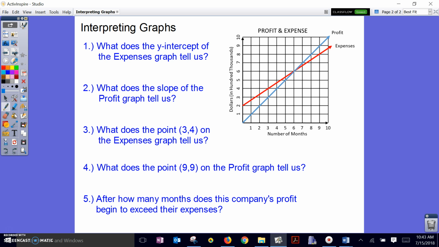The first question, what does the y-intercept of the expenses graph tell us? Well, the expenses graph is the red graph here. Its y-intercept is right here. And what does it tell us? It tells us the expenses that the company had when they opened up. And we can see that that's at a y value of 2, which in this case represents $200,000. And so the expenses for the company were $200,000 when they opened up.